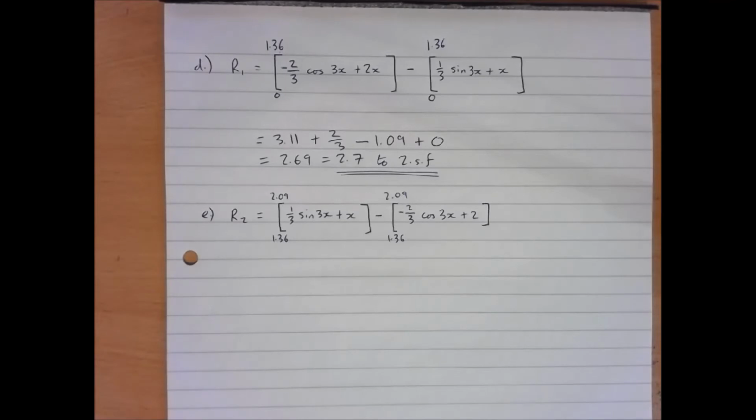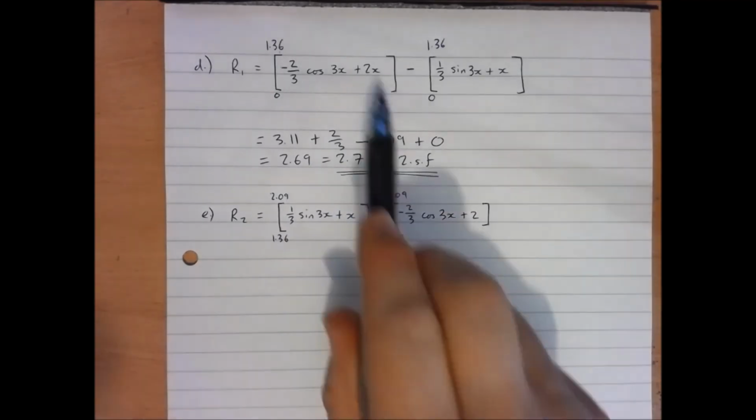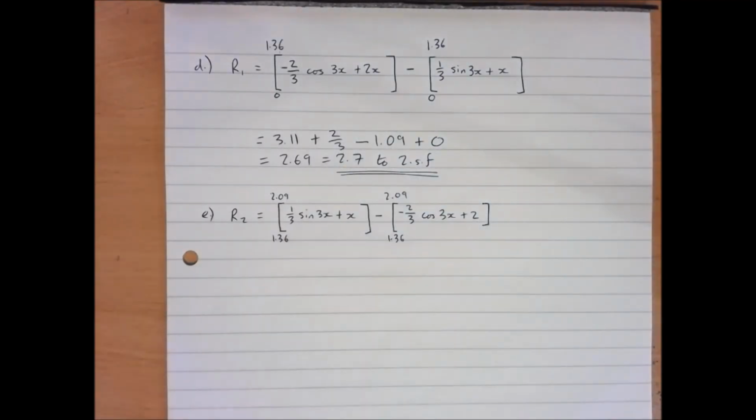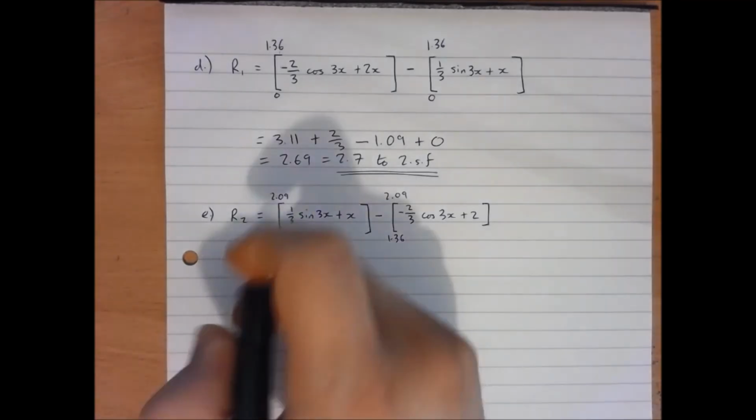Part E is very similar, to find the area of R2. The difference this time is that I'm doing the area under the curve g(x) take away the area under the curve f(x). This has the effect of swapping over my 2 square brackets compared to what I've just done in part D. I'm also doing it between coordinates c and b this time, so my limits are 2.09 and 1.36.